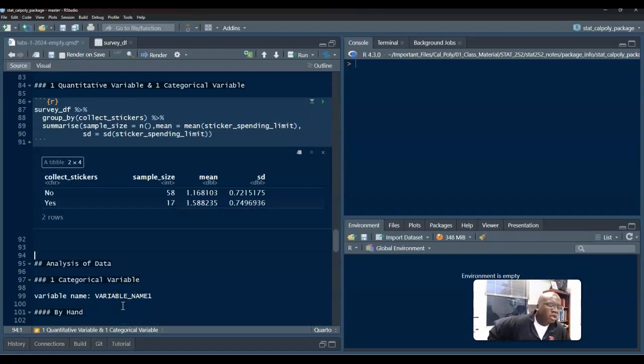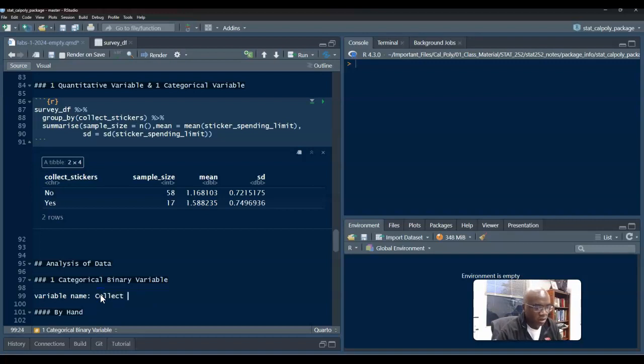All right, so here we have one categorical variable, and I need to change this. I didn't do this before, but this needs to be binary, okay? Because we're going to consider a binary situation, and the analysis for the binary situation currently only works for a categorical binary variable. Again, we're going to look at whether they collected a sticker or not. Collect stickers.